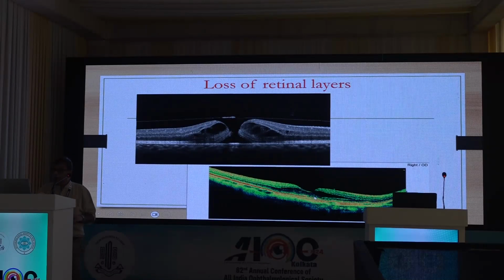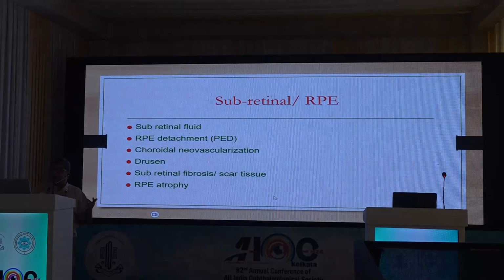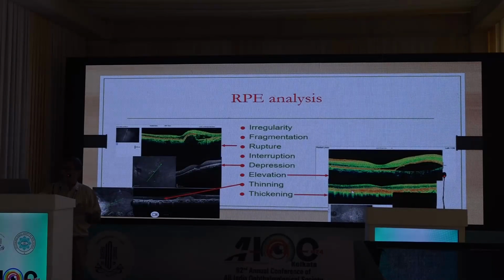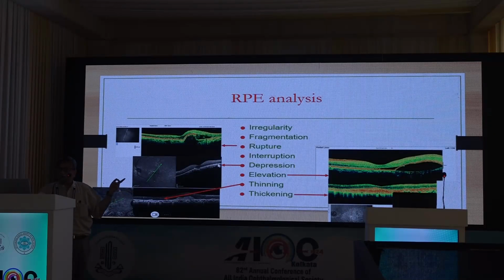On the other hand, here it's cutting through, but the last layer is intact. The RPE photoreceptor is intact, which means this is a lamellar macular hole. And at the subretinal level, you can have subretinal fluid, RPE detachment, choroidal neovascularization, like you see over here. You have a RPE detachment here. You have a depression. This is a focal choroidal excavation.